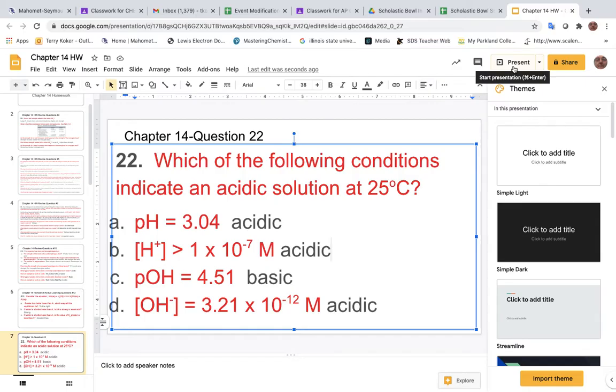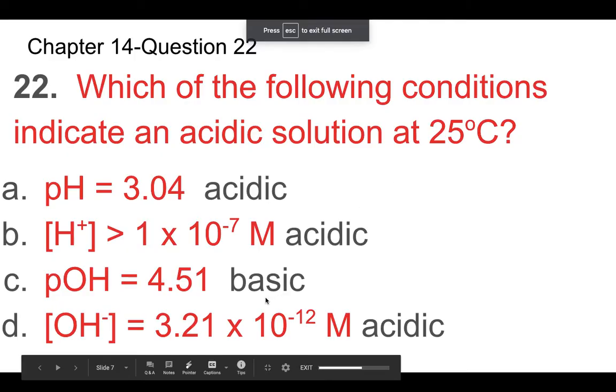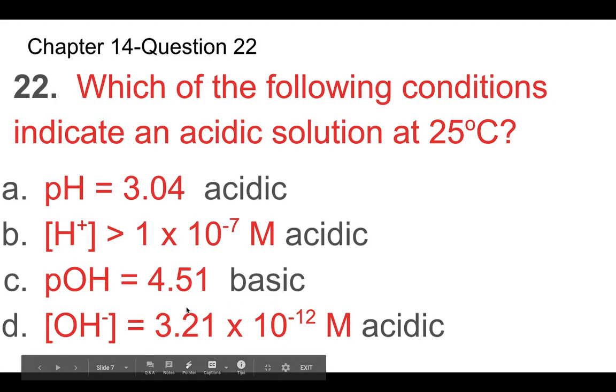Okay, get back to present mode. Here we go. Basic, 4.51. pOH 4.51 is basic. OH minus 3.21 times 10 minus 12 molar. That's a small amount of OH minus. That means the H plus is going to be something like 10 to the minus 2. So that is acidic.